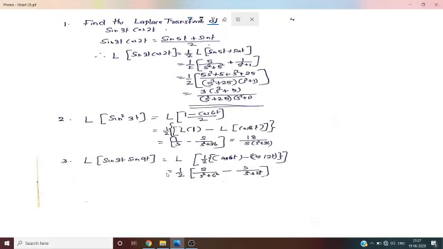Dear students, now we can do some problems on Laplace transforms. First question, find the Laplace transform of sin 3t cos 3t.